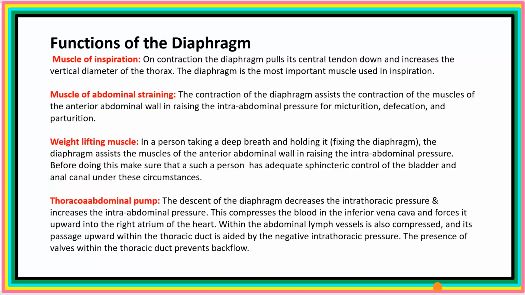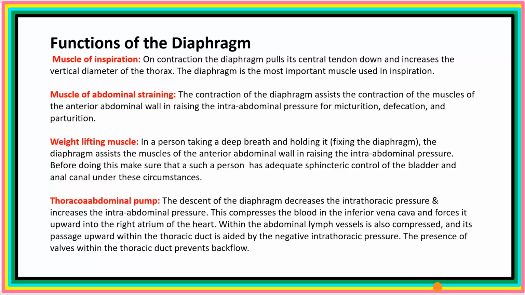The next function is the function of abdominal straining. This muscle is also the muscle of abdominal straining. The contraction of the diaphragm will assist the contraction of the muscles of the anterior abdominal wall in raising the intra-abdominal pressure, and this action is very important in micturition, in defecation, and also in parturition.